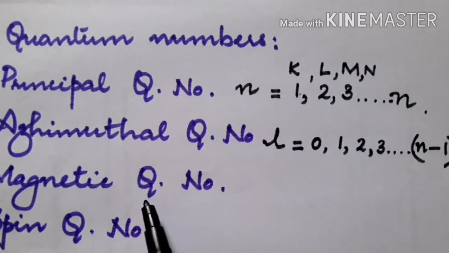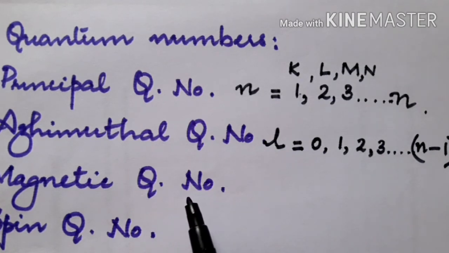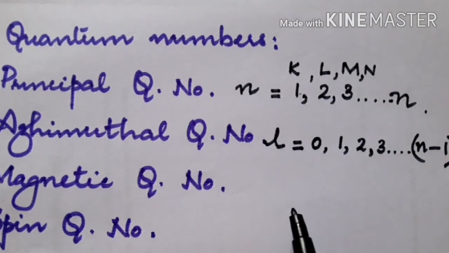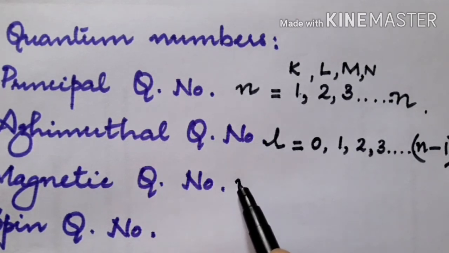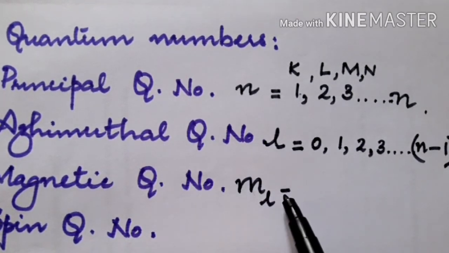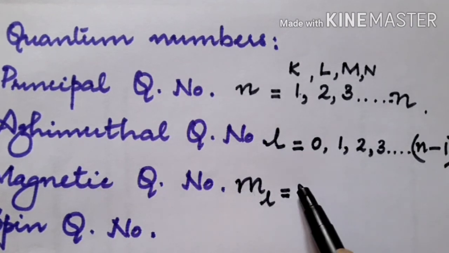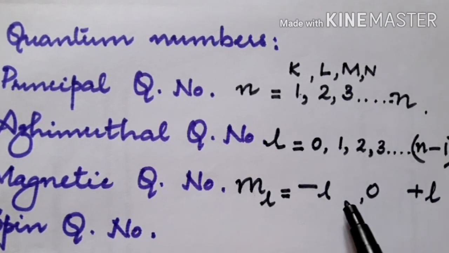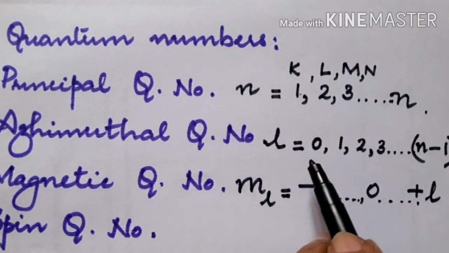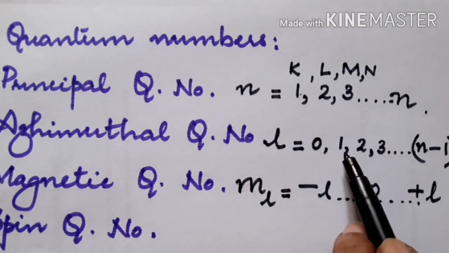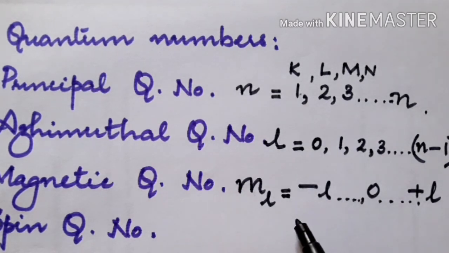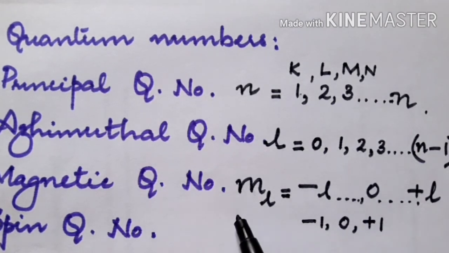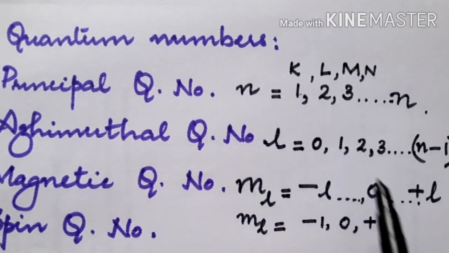The next one is known as the magnetic quantum number, which is dependent on the azimuthal quantum number, and it is written by the letter ML, which takes values starting from negative L to positive L through 0. That means, suppose L value is 1, we have the ML value to be negative 1, 0, plus 1. Hope it is clear. So ML can have 3 different values when L value is 1.